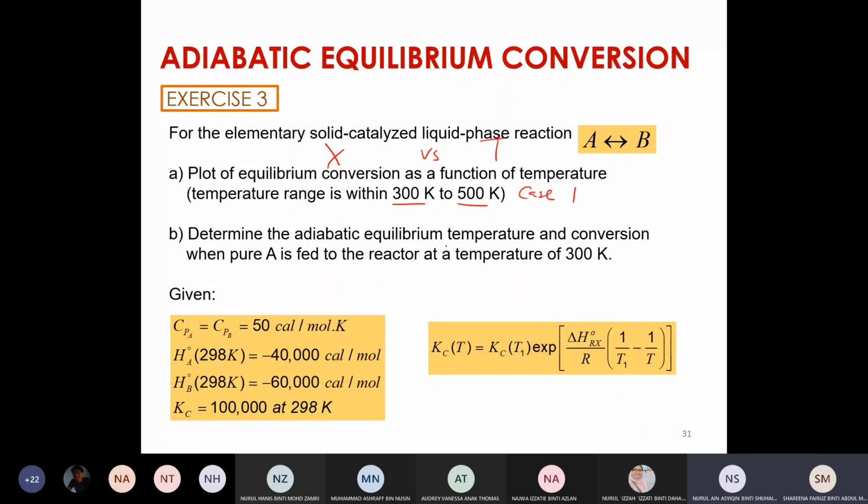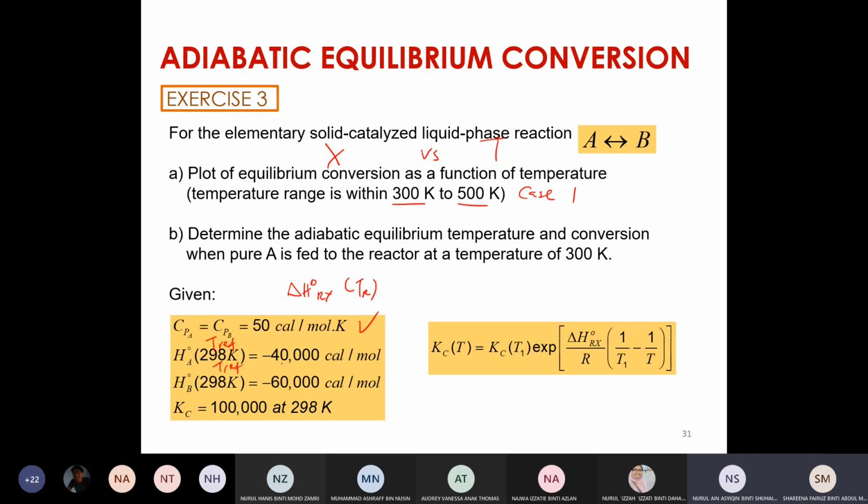Determine the adiabatic equilibrium temperature and conversion when pure A is fed to the reactor at a temperature of 300 K. Okay, so yang ni pula you kena dapat dekat reactor exactly dekat 300 K pula. Alright, so what you need to do is, tengok dulu apa information given. So here is the heat capacity is given, and then this is enthalpy. Okay, and if you can see, this is at temperature 298 K, means that this is at T reference. Okay, so basically when it comes to T reference, you kena kira lah delta HRX untuk reference.